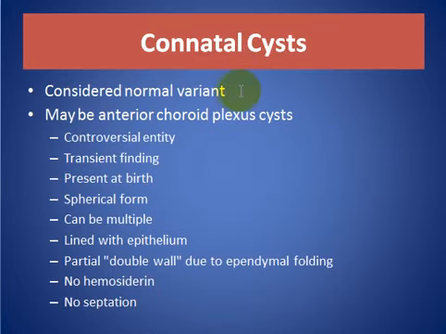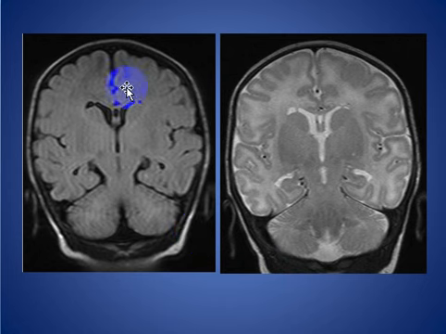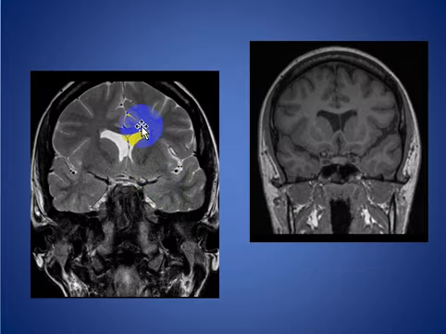Connatal cyst is considered a normal variant, and may be an anterior choroid plexus cyst. It is a controversial entity, a transient finding present at birth, spherical in form, can be multiple, lined by epithelium, with a partial double wall, no hemosiderin, and no septation. As we see here, this is the FLAIR images, and this is the T2, and we see bilateral connatal cysts in this patient, and another patient with connatal cyst here, on T2 and FLAIR images.